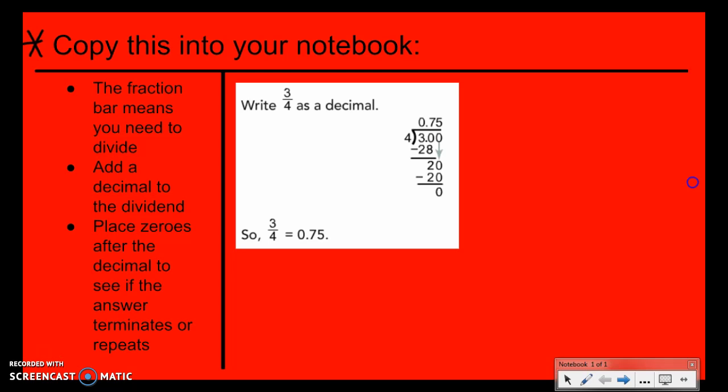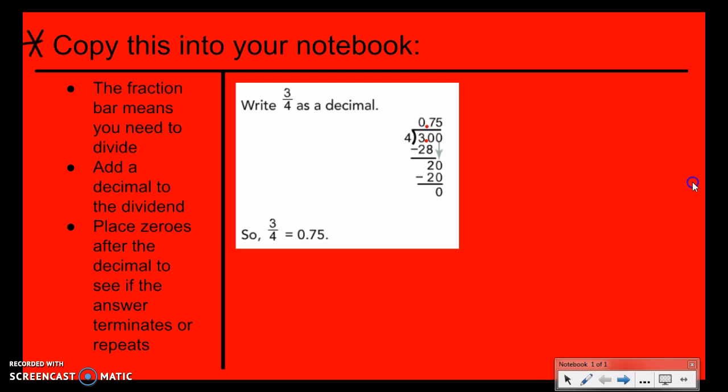Second bullet point. Add a decimal to the dividend. So since we are doing 4 into 3, you need to put a decimal point after your 3. They have it right here. Okay? And what I usually like to do whenever I'm doing this is I just go ahead and bring my decimal point up as well, so that way I don't get confused.